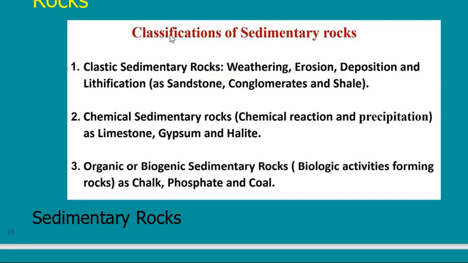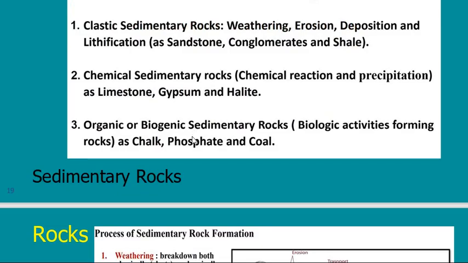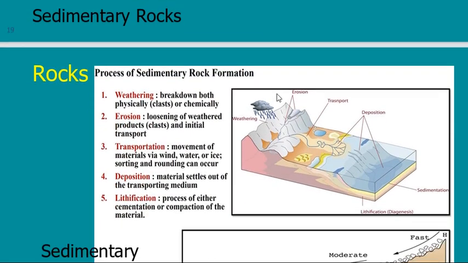So as we said before, classification of sedimentary rock is either clastic, chemical, or organic or biological sedimentation. The clastic, like when rock weathering or erosion, deposits, liquefaction, anything like this, ends up with clastic sedimentary rock. Chemical means that there is a chemical reaction in this sedimentation. Organic means that there is some kind of biologic activity in this sedimentation.